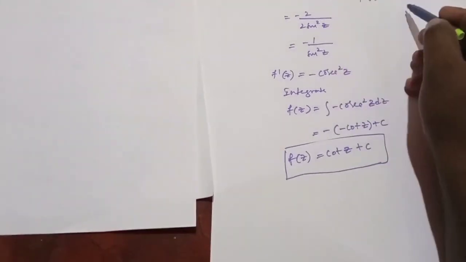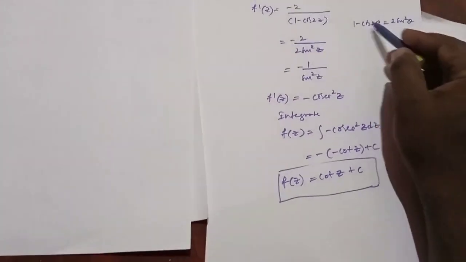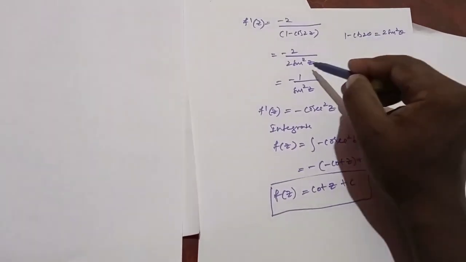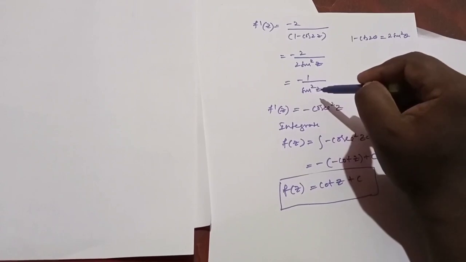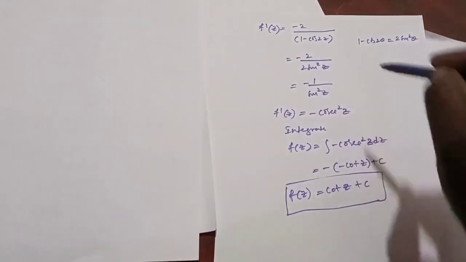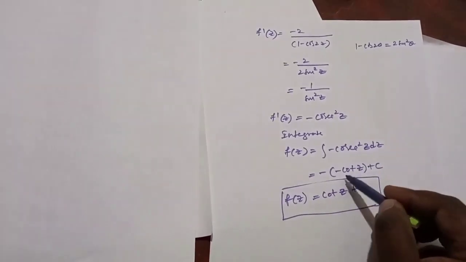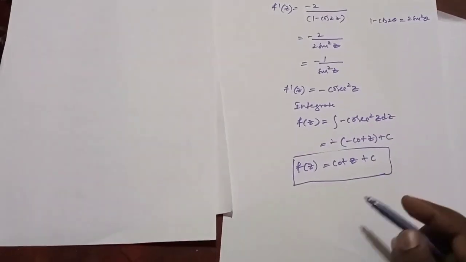1 minus cos 2 theta formula is 2 sin square theta, 1 plus cos 2 theta formula is 2 cos square theta. Here 1 minus cos 2 theta is there, 2 sin square theta. So 2 gets cancelled, 1 minus 1 by sin square z, that is minus cosecant square z. So integration of cosecant square z is minus cot z. So here this is our f of z.